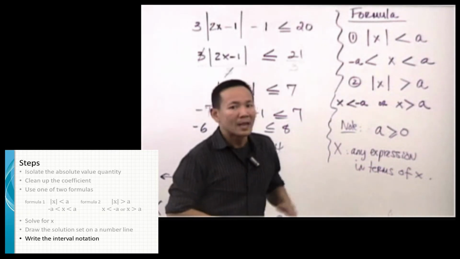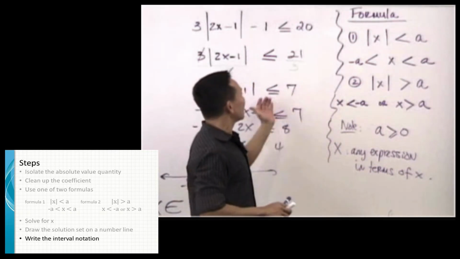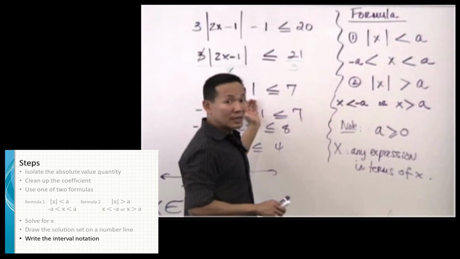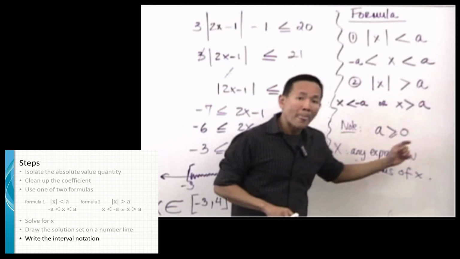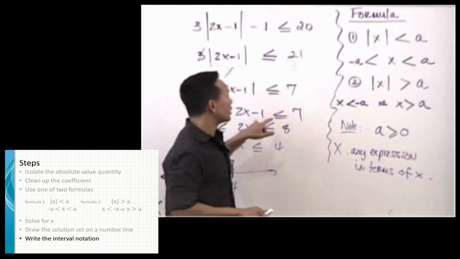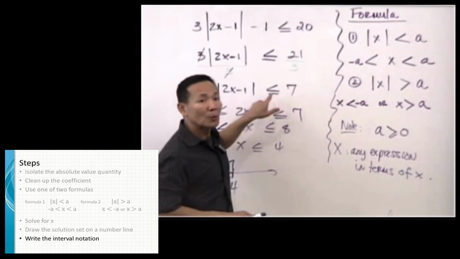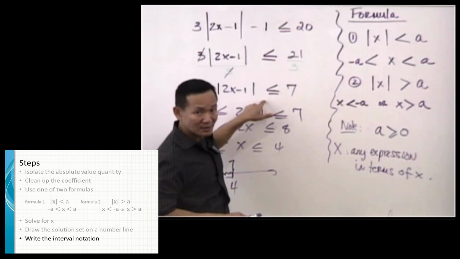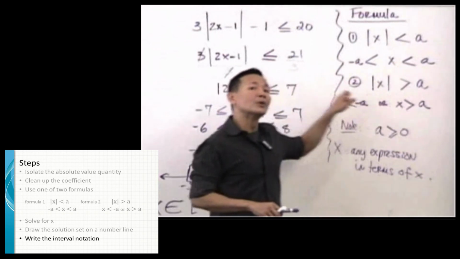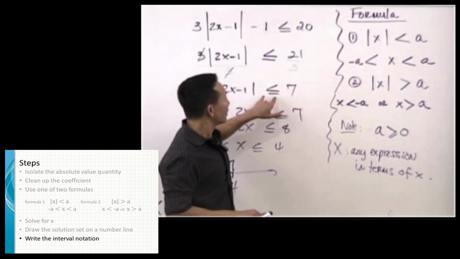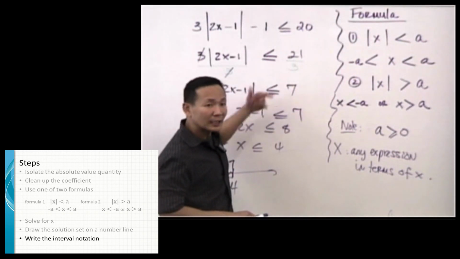Please remember, after you isolate the absolute value quantity, you have to ask yourself, should I use formula number 1 or should I use formula number 2? You only apply formula number 1 to the problem when you have the less than sign. And you can apply formula number 2 to the problem if the final inequality here is greater than.